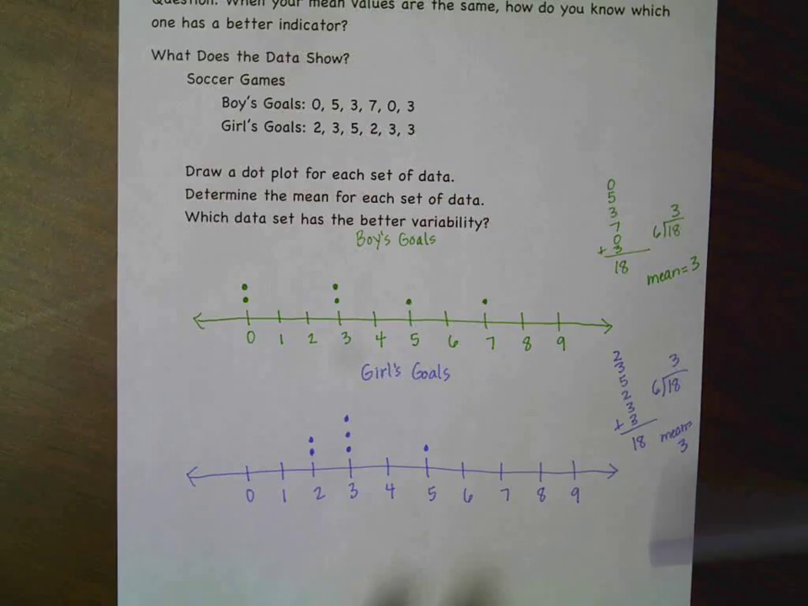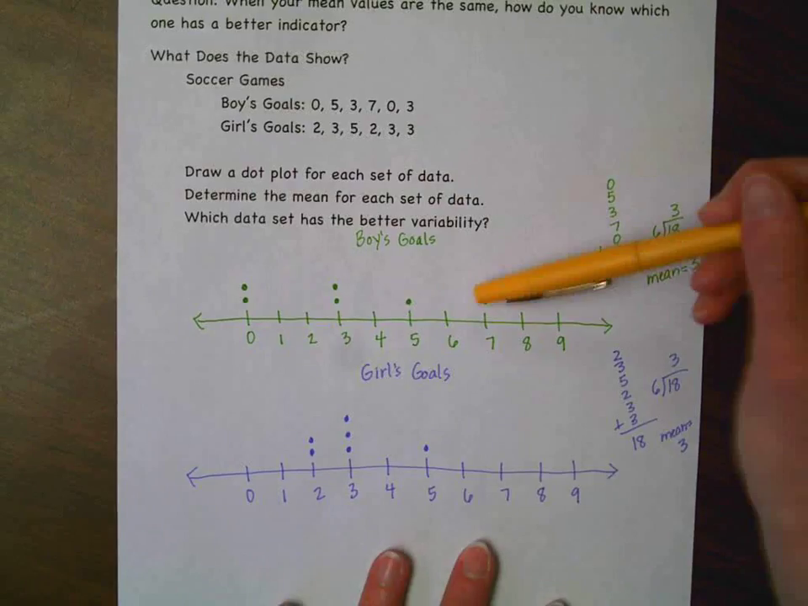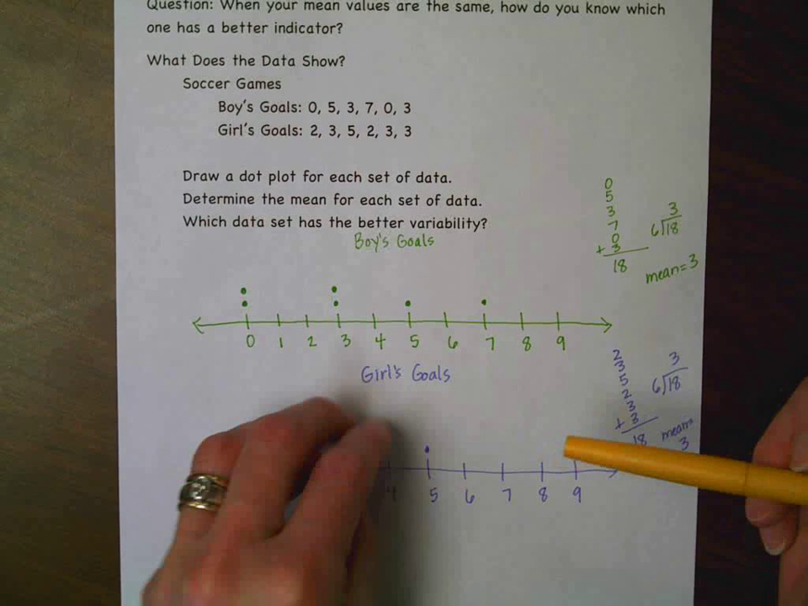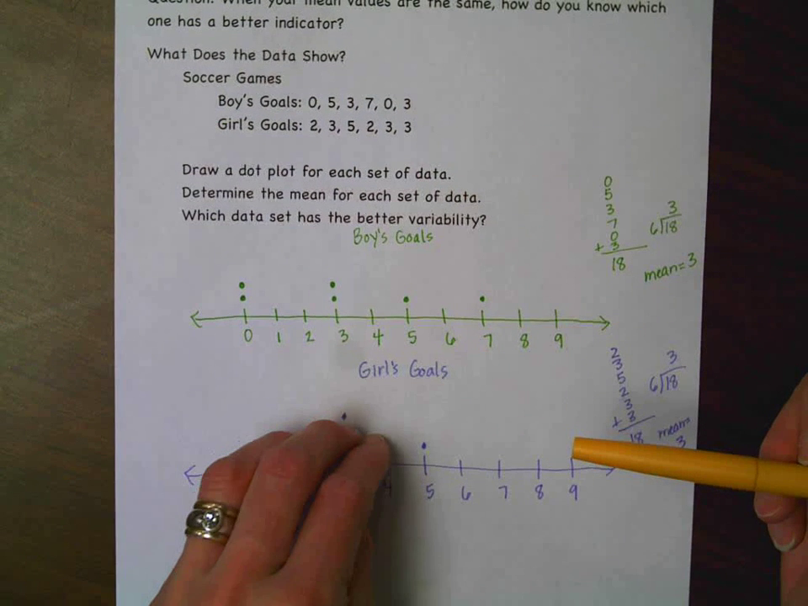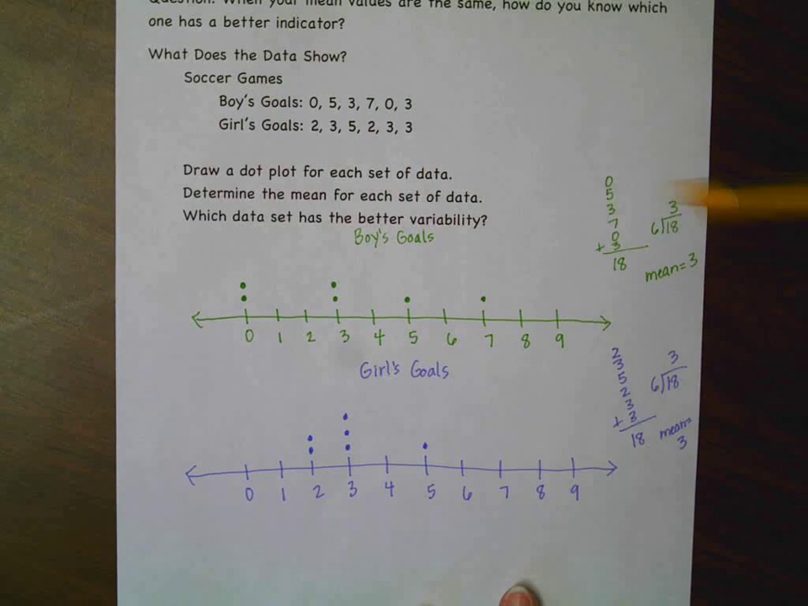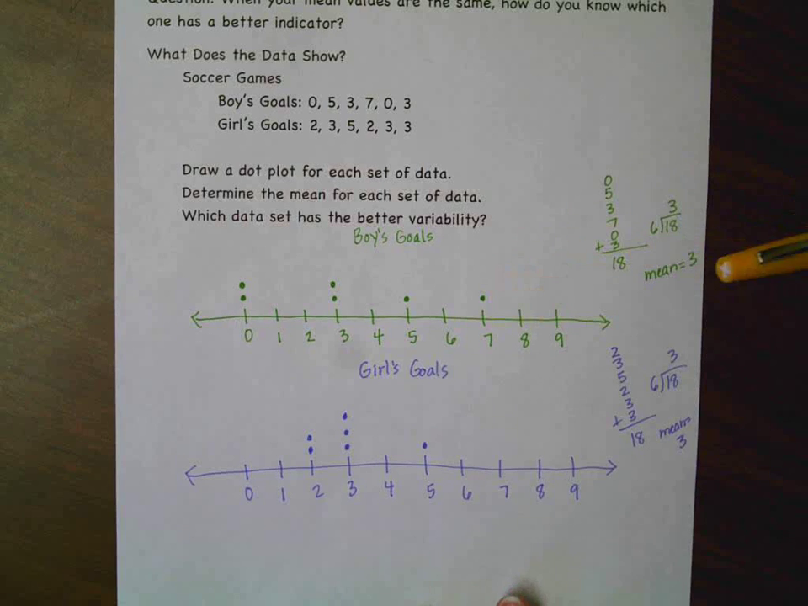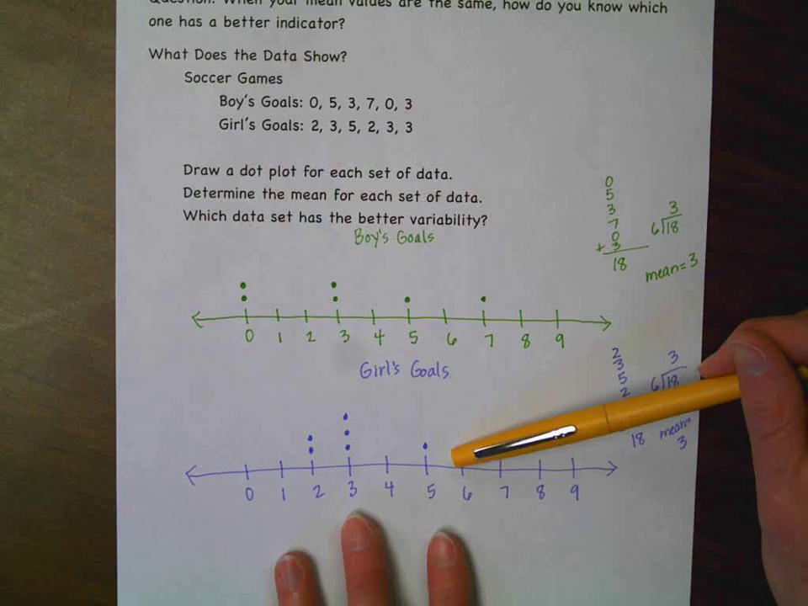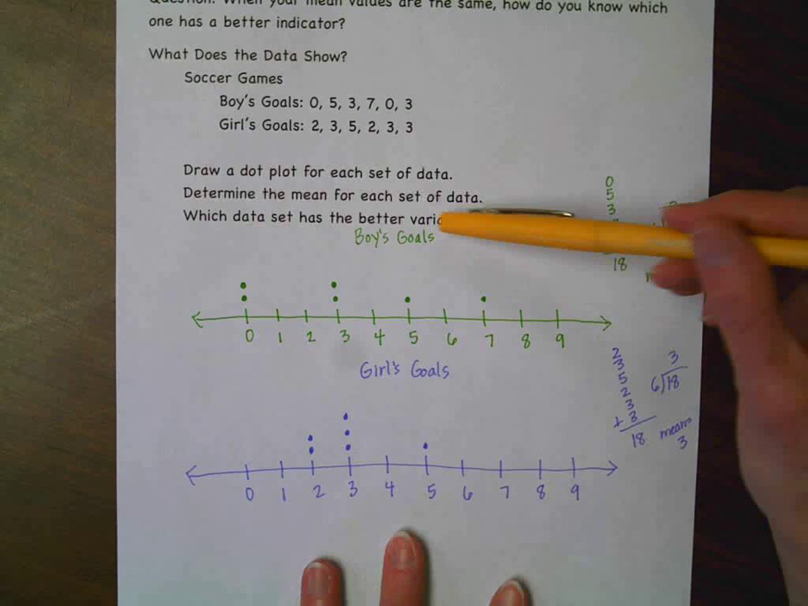Well, if I was looking at these two graphs to determine which one has better variability, that means more variability, then I would say that the boys have more variability because they're spread out more. They're not just in one clump. If you look at the girls, the goals all seem to be clumped right around 2 or 3. Whereas if you look at the boys' goals, they have 2 at 0, they have 2 at 3, they have 1 at 5, and 1 at 7. The girls have 2 at 2, 3 at 3, and 1 at 5. So they're not very spread out.